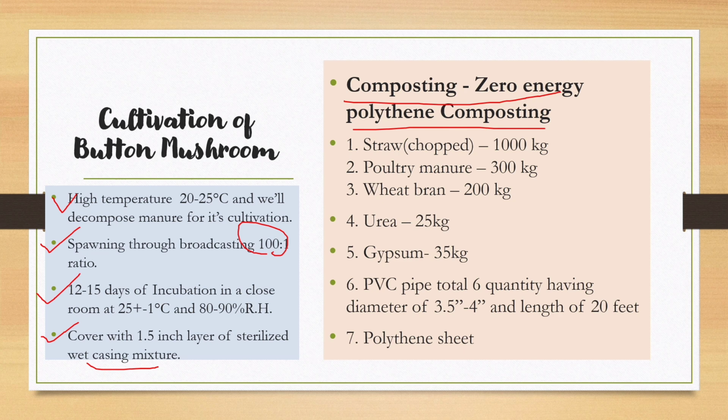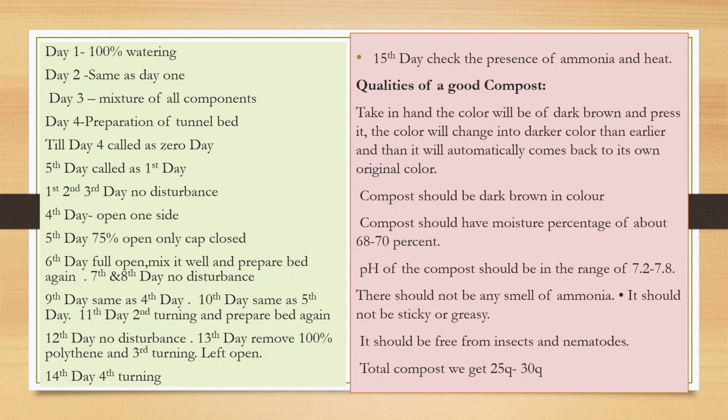So we require straw, poultry manure, wheat bran, urea, gypsum, 6 PVC pipes and polythene sheet. On day 1, take dry straw, water the straw 100% and provide moisture. On day 2, do the same as day 1 to make the straw soften and provide moisture. On day 3, mix poultry manure, wheat bran, gypsum, urea and straw nicely.